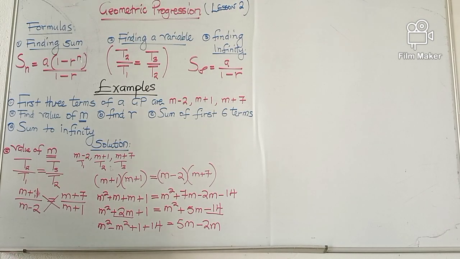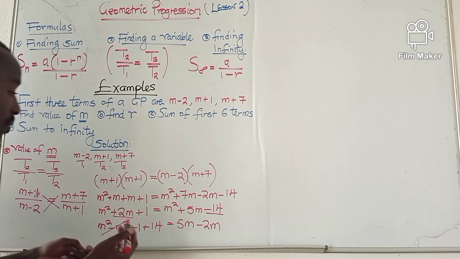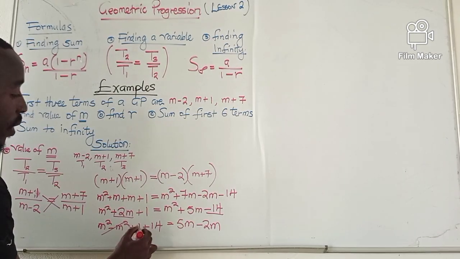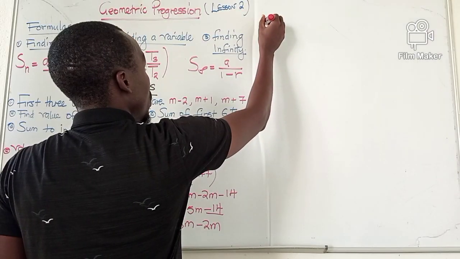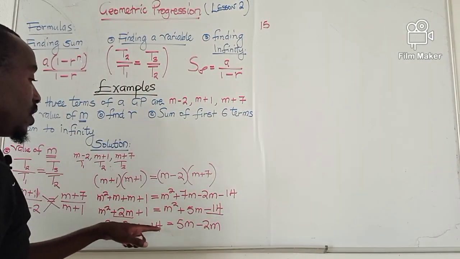Follow me carefully. When you reach this point, you work it out. m squared minus m squared is the same as 0, so just let that one go. So we have 1 plus 14. We come this side. 1 plus 14 gives us 15 here.